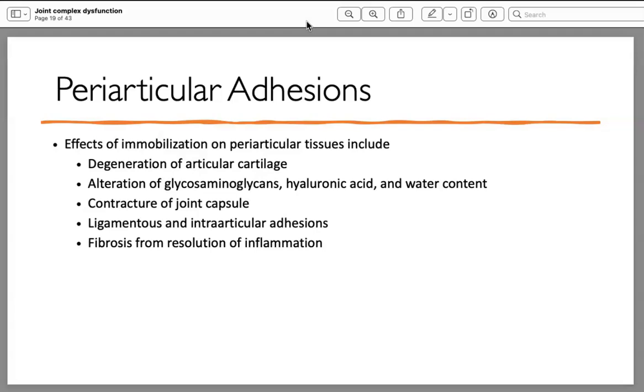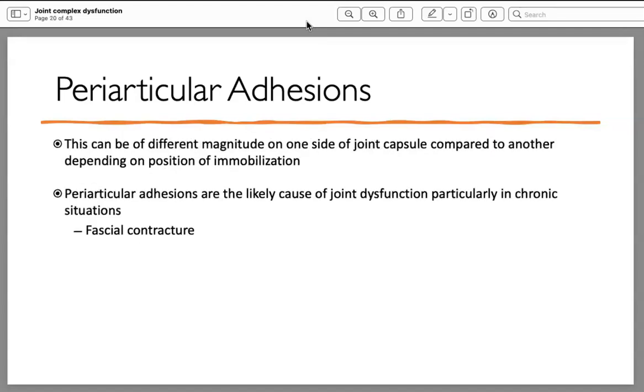So it might not always be just due to that particular joint complex. Things surrounding it can be limiting that joint motion as well. Periarticular adhesions, expanding even more off that. This can be of different magnitude on one side of the joint capsule compared to the other, depending on mobilization or immobilization. For example, my right-sided zygapophyseal joint capsule might be undergoing some more wear and tear than the left side, depending on injury processes, immobilization, limitations, and compensatory patterns overall.